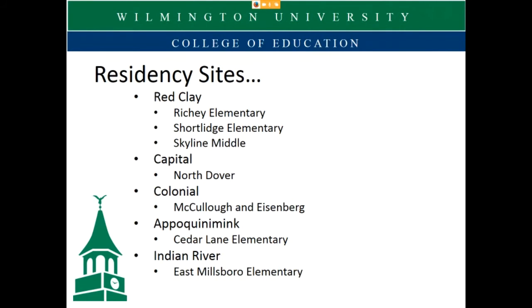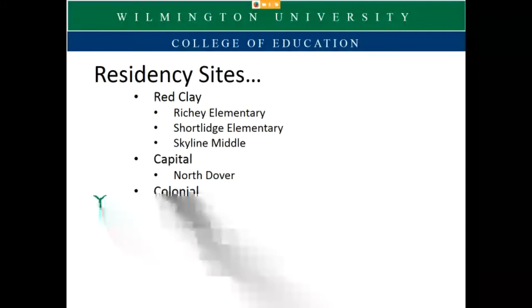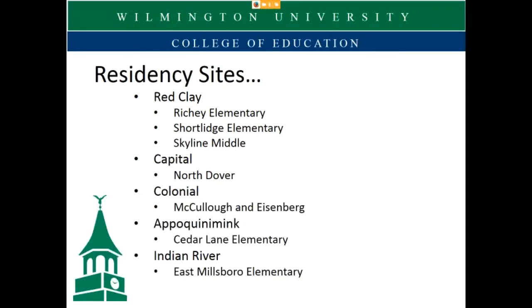Currently in the state of Delaware, we have the following districts with residency sites. In Red Clay, we have Ritchie Elementary, Shortledge Elementary, and Skyline Middle. In Capital School District, we utilize North Dover, and we've added Town Point Elementary. In Colonial School District, we have McCullough Middle and Eisenberg Elementary, which will be starting in fall of 2018.